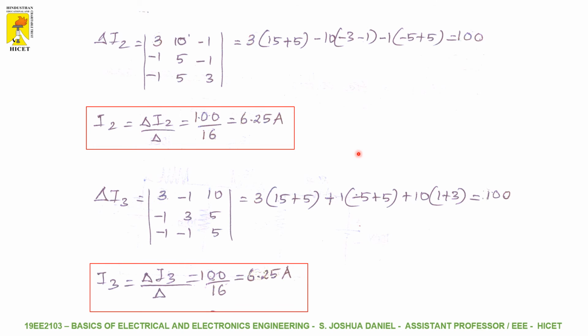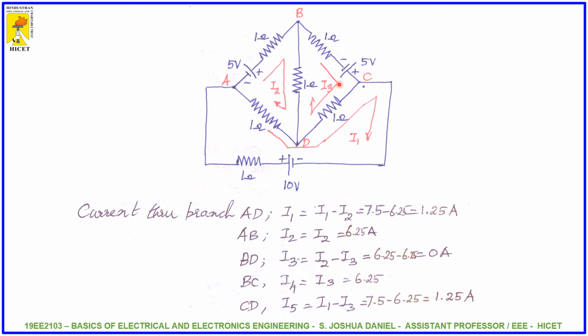We do the same methods for delta I2 and find out the value for I2, and we do it for delta I3. We find the determinant, find the value, and I3 is nothing but delta I3 divided by delta, which is 100 by 16, 6.25 ampere. In BC, the only current is I3, so we write it as I3, which is 6.25 ampere.